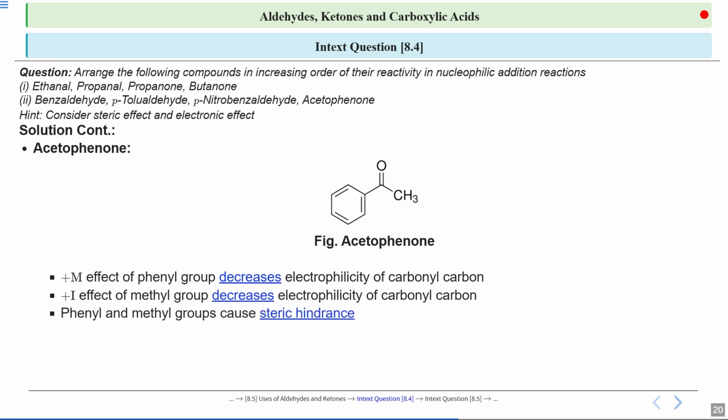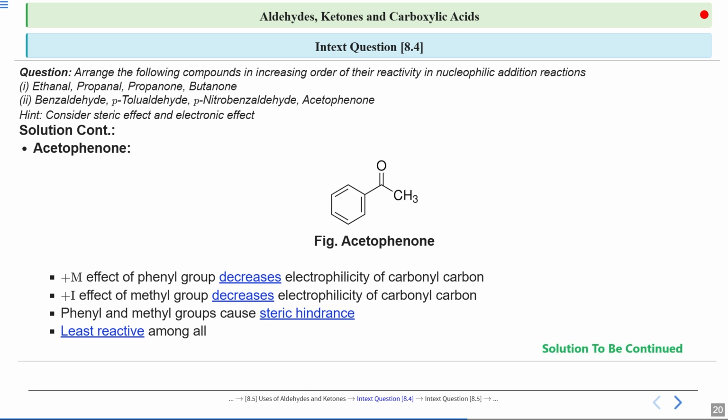Phenyl and methyl group also contribute to the steric hindrance, which physically blocks the nucleophiles from approaching the carbonyl carbon. So what will happen as a result? The compound will be less reactive. It is least reactive among all. Because of the electronic and steric effects, acetophenone is least reactive towards all the compounds which are listed.